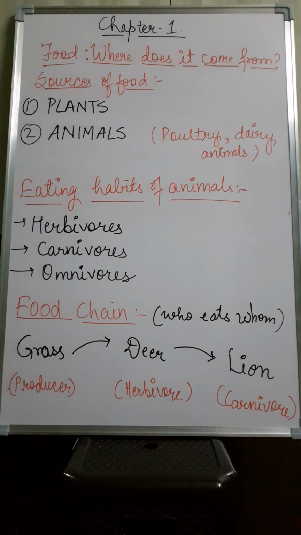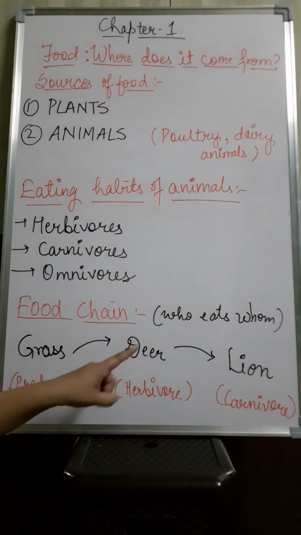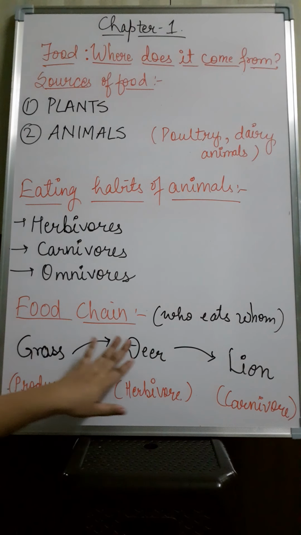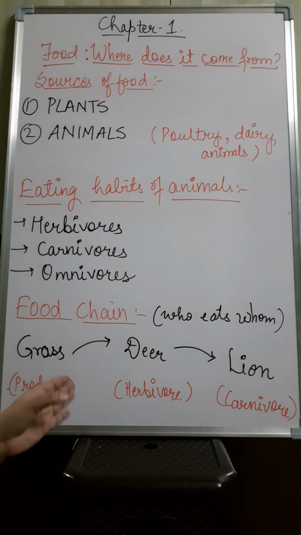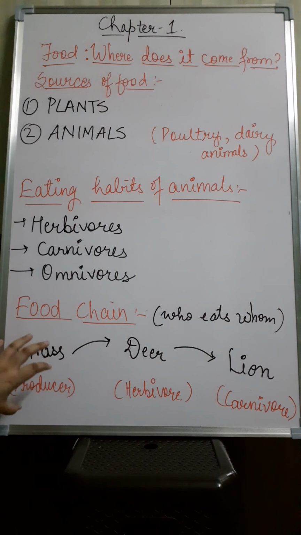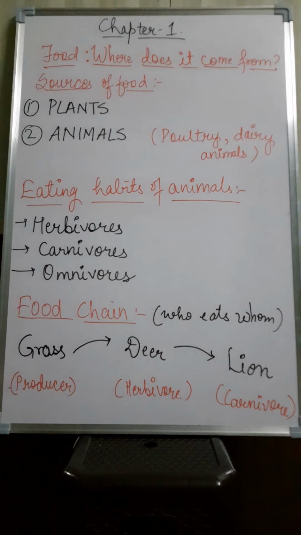Now the food chain performs two main functions. First one is that food is available from producers to consumers. This one is the producer and these two are the consumers, resulting in the transfer of food. So here the food is transferred from one organism to another organism.